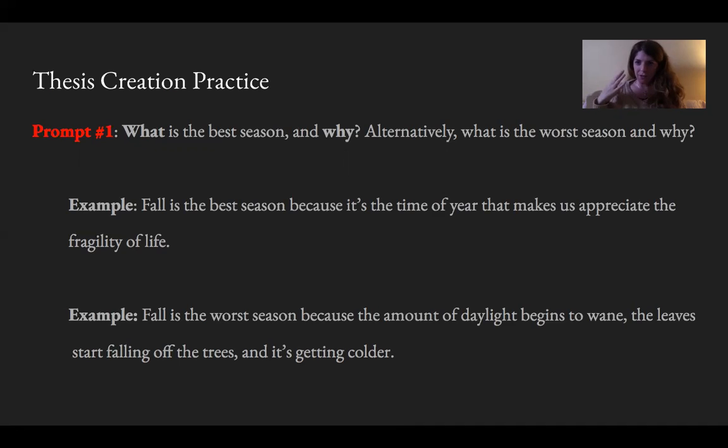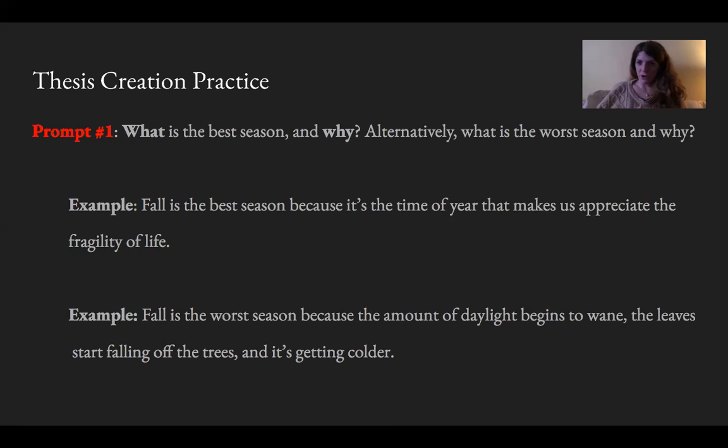Now, whether or not there's evidence, textual evidence to support this is a little harder to say because I'm not actually writing about a book here, but nevertheless, I could talk about the way that the leaves are falling off and the way that makes us think of the cycles of life. I could talk about the waning hours of the day and the way that makes us think about how eventually all lives come to a close. So there's some evidence that I can give to back up this thesis. So this is a strong thesis.